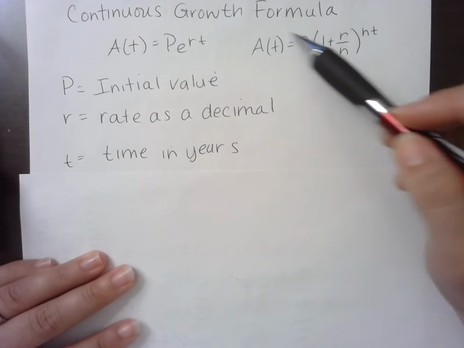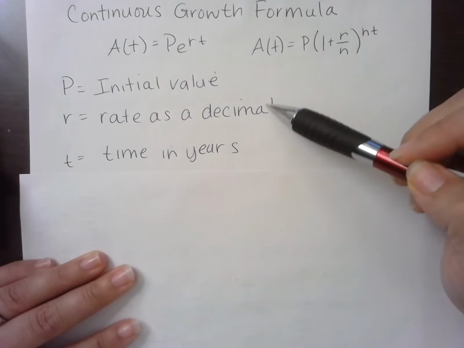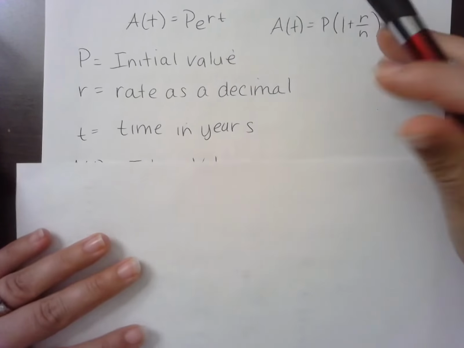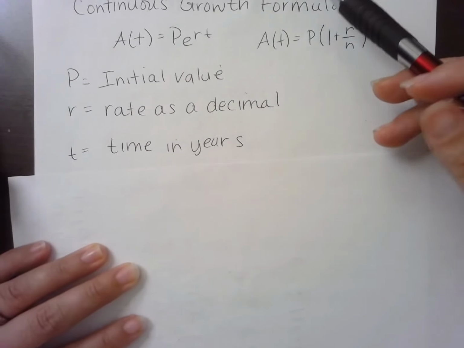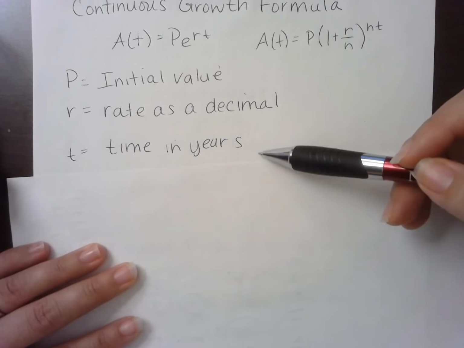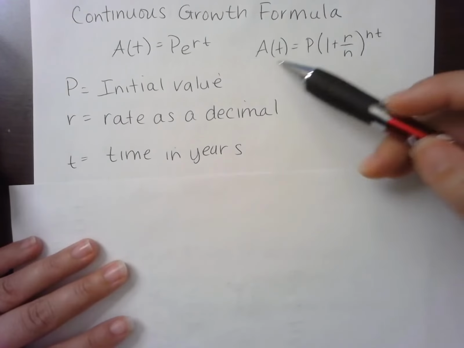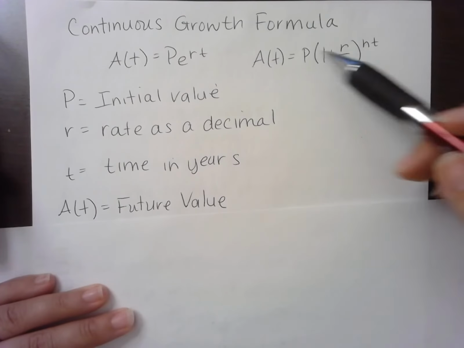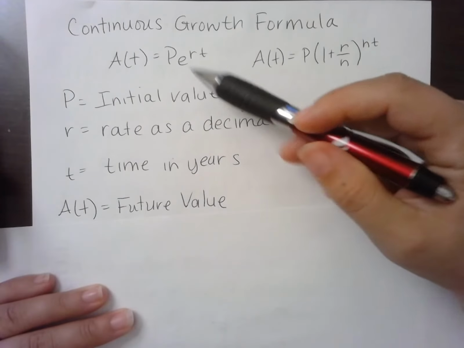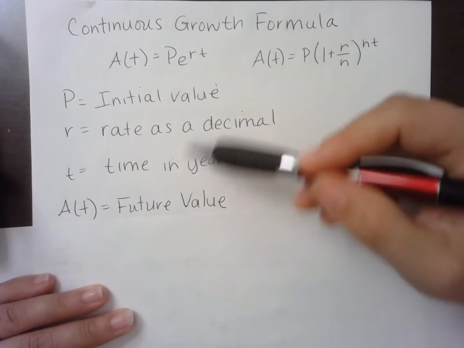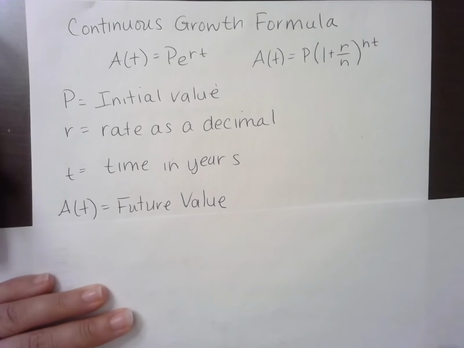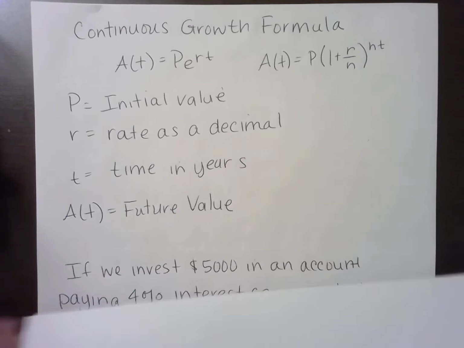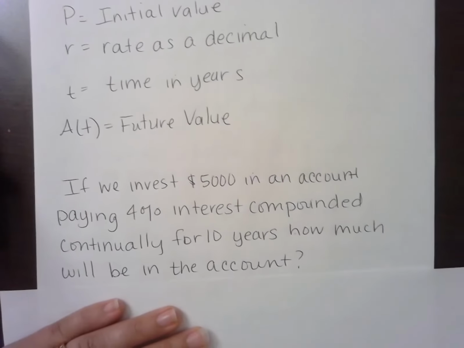R is, in both cases, the rate expressed as a decimal, and t is typically in years unless it's explicitly stated otherwise. We assume it's in years unless it's explicitly stated, and then we don't have any need for n in here because e takes care of the compounding, because it's the continuous piece. And then A of t is the future value, right? We put in our current amount and the rate and the time, and it'll spit out what it'll be in the future.